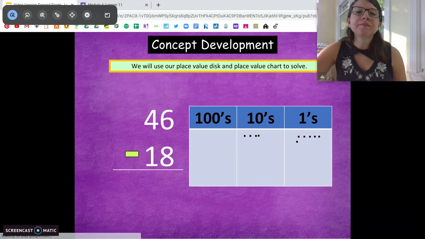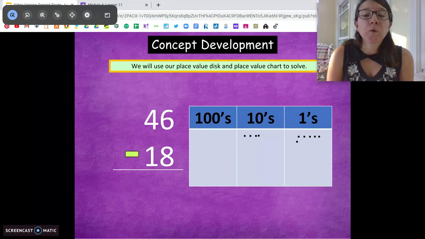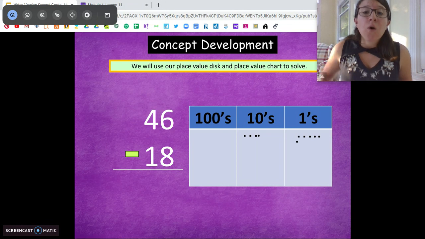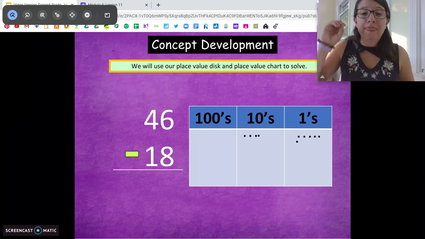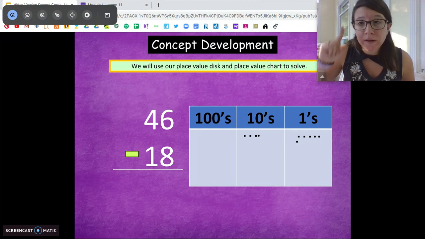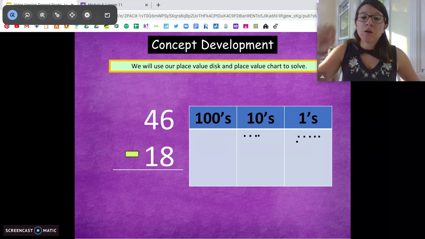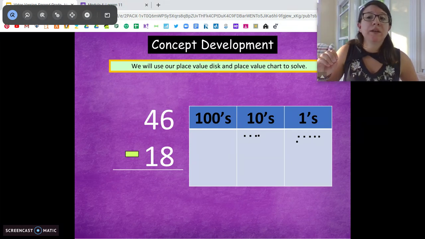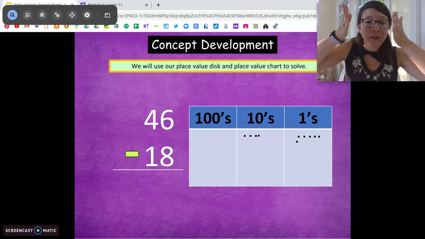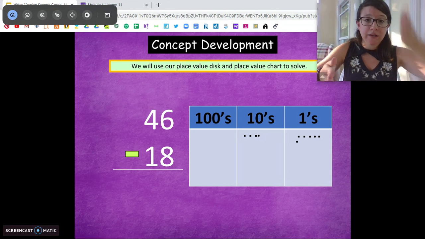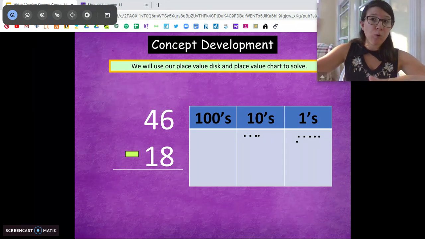Let's try another one. Okay, so we're going to do 46 minus 18. Write 46 minus 18 in vertical form on your paper, and then only make 46 with the place value discs on your drawing, okay? So pause. I want your paper to look like my screen. 46 minus 18, and then only 46.